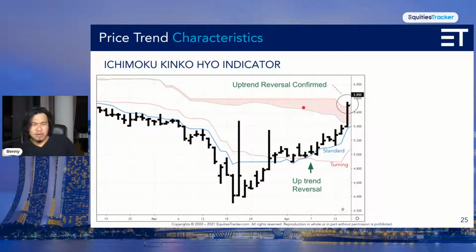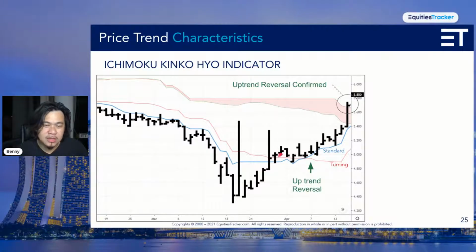So it's a little bit more lagging right now because if you remember, one of the leading spans is actually a 52-day average. That's why it's a little bit more lagging. So the uptrend is only confirmed the moment the price closes above the cloud. So you have to wait until the price closes above the cloud to get a confirmation.